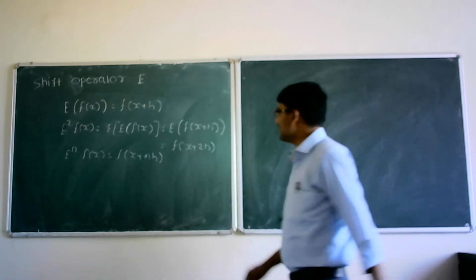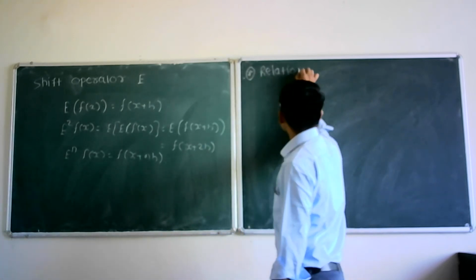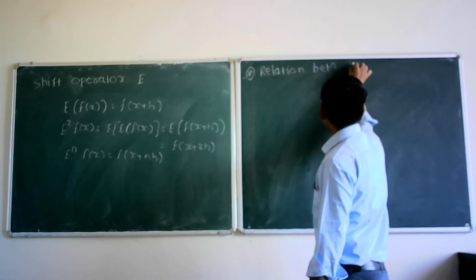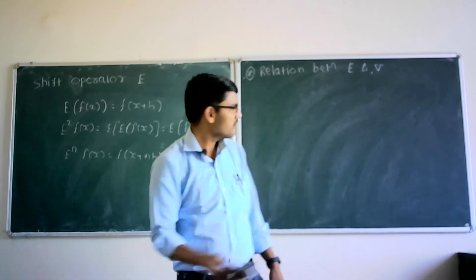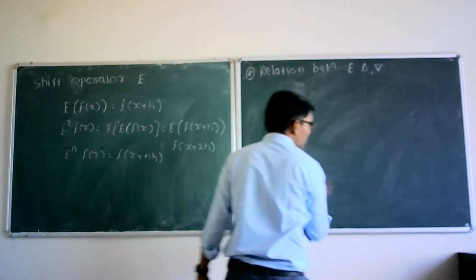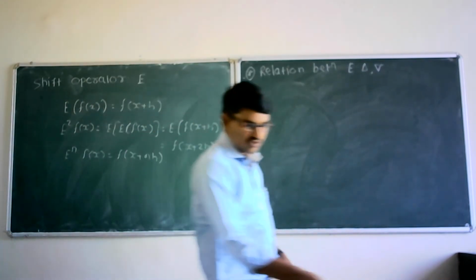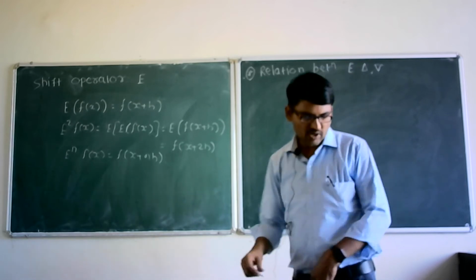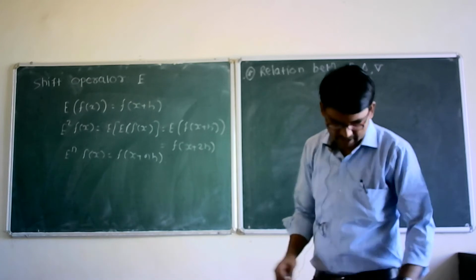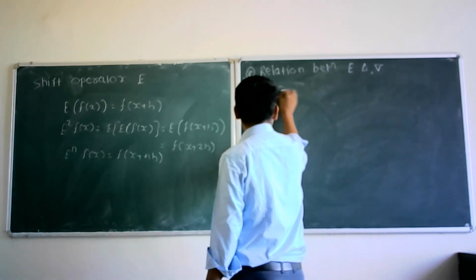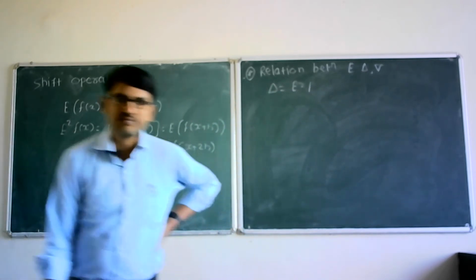There exist some relations between the shift operator E, the forward operator and the backward operator. We are going to see these relations because we are going to use them to solve an example to determine a missing term. So what is the first relation? Prove that delta is equal to E minus 1. Forward operator is equal to shift operator minus 1.